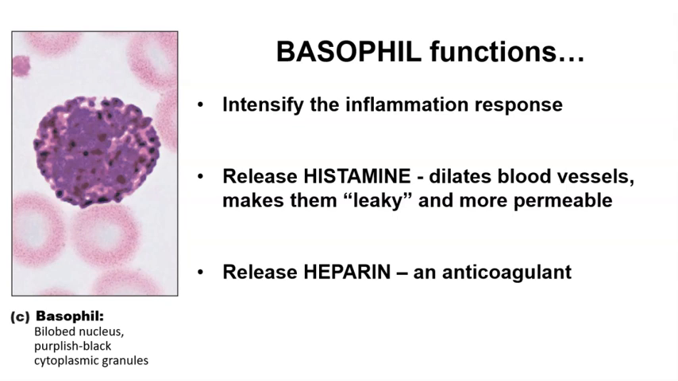Now, histamine is a compound that causes blood vessels to dilate, in addition to making the walls of those blood vessels more permeable to other leukocytes, so that those leukocytes can perform diapedesis and enter the affected tissues. The granules could also contain a substance called heparin, which, when released into the bloodstream, will function as an anticoagulant. This is going to help keep the blood flowing and prevent clots from forming during these inflammation responses.